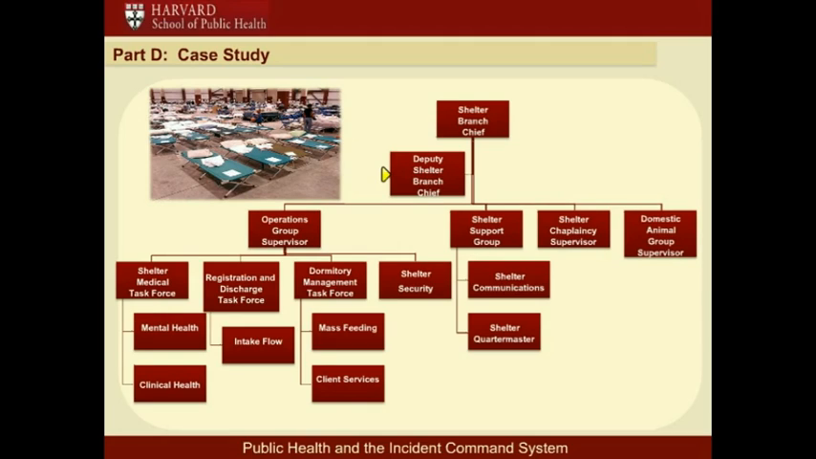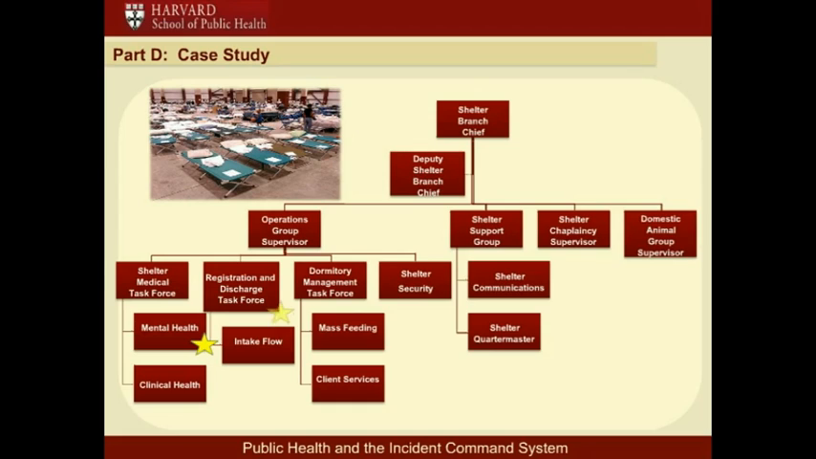They have their own separate smaller operations group where they have a shelter medical operation for both clinical issues that might crop up from those in need of medical care at the shelter, and also mental health issues. This is a very high stress situation. People's homes have been damaged. They've lost power. They may be worried about other loved ones or pets, and they're going to need that mental health support to help keep them sane in a somewhat crazy environment.